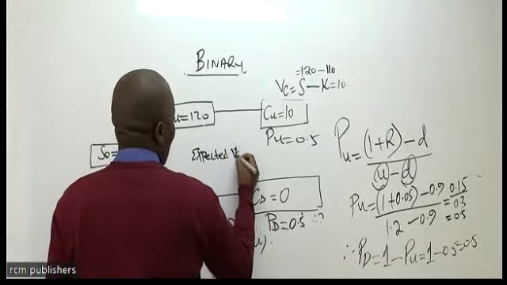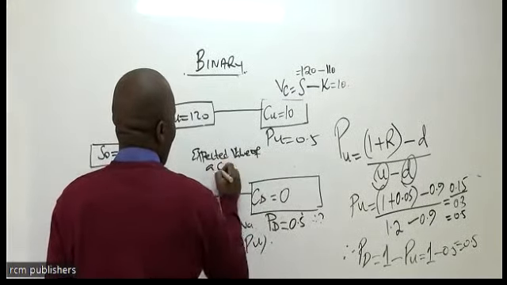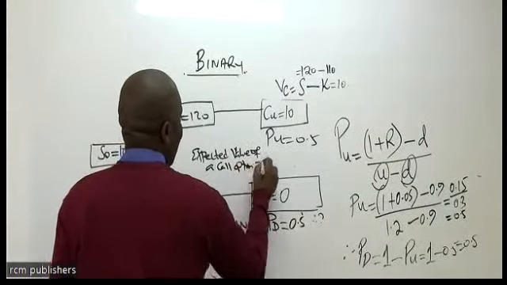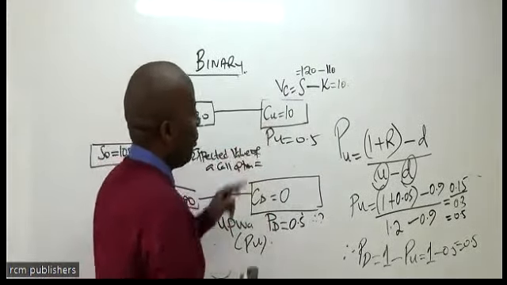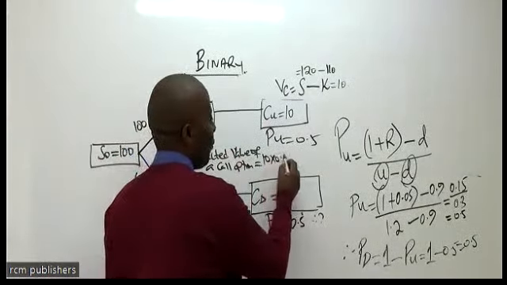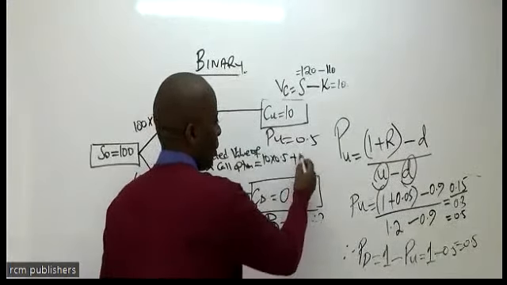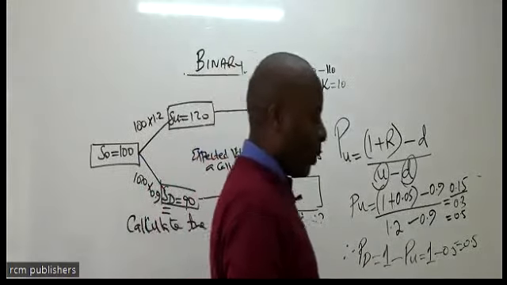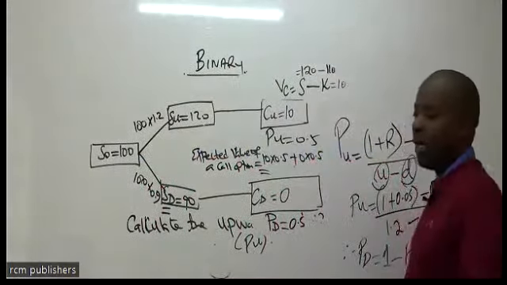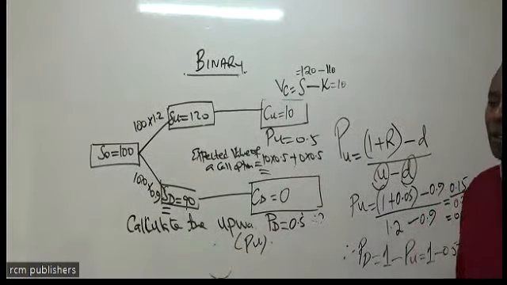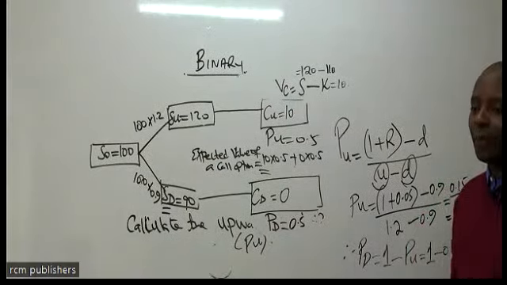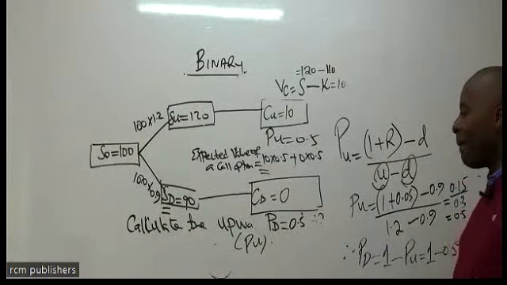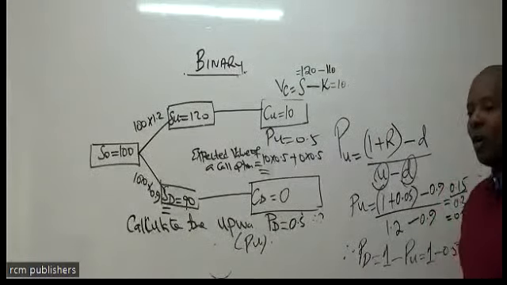value of a call option. Expected means you multiply like that. So it will be 10 times 0.5 plus 0 times 0.5. What does the expected value of a call option come to?